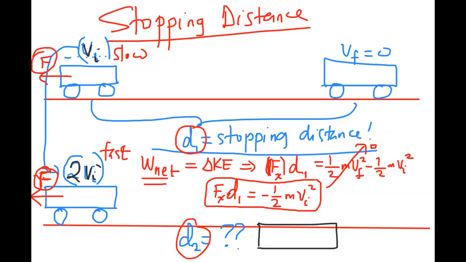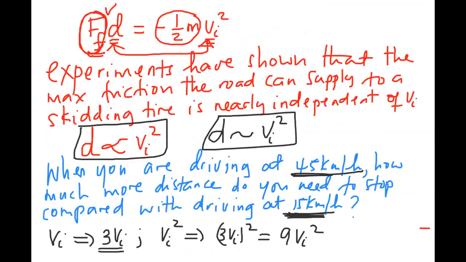What will be the stopping distance in connection to D1? What will be the answer? So I want you to apply the same reasoning as the reasoning we have applied right here, because here we found that when we triple the speed, we multiply the distance traveled by 9 times.